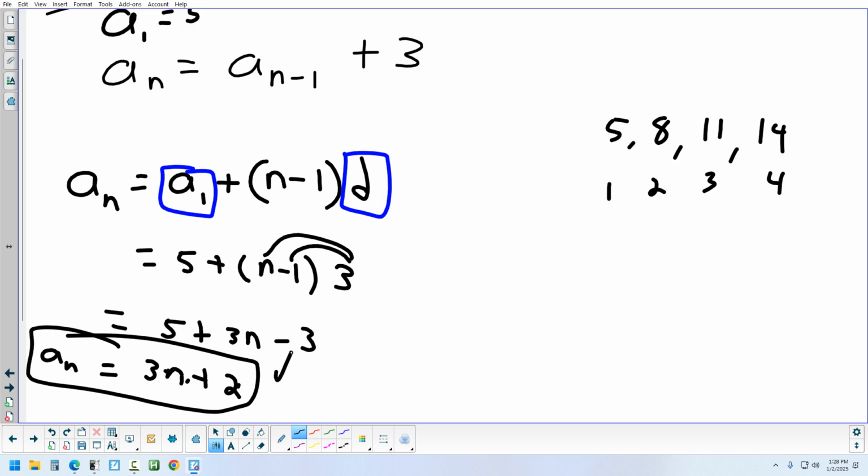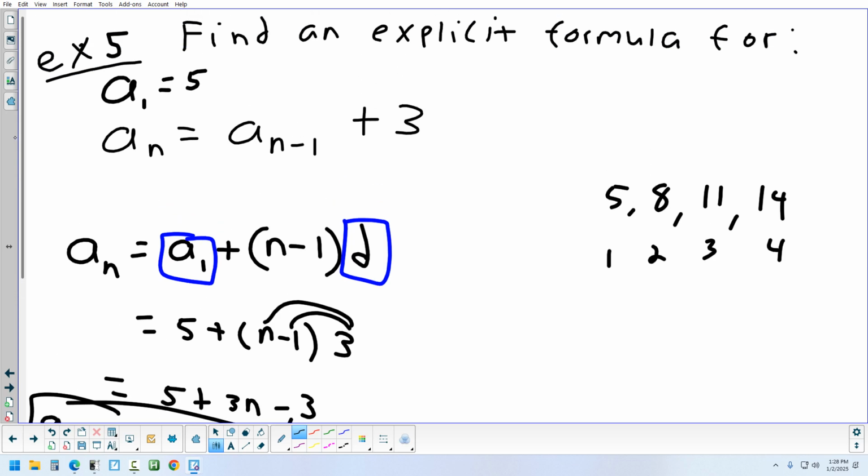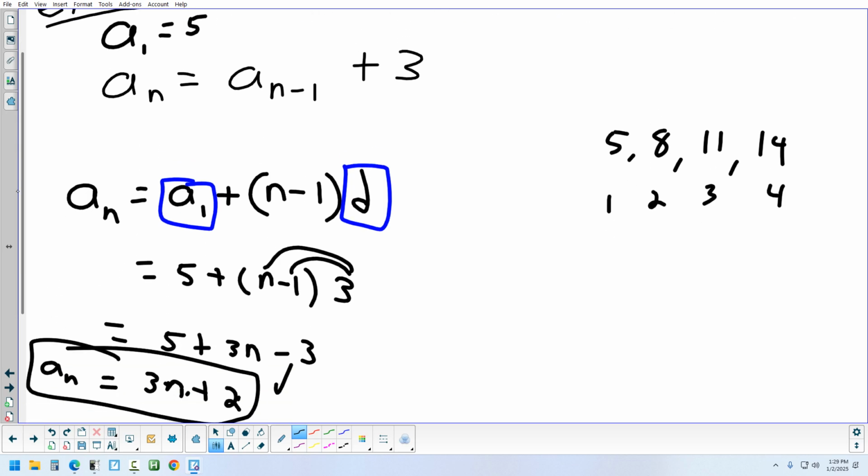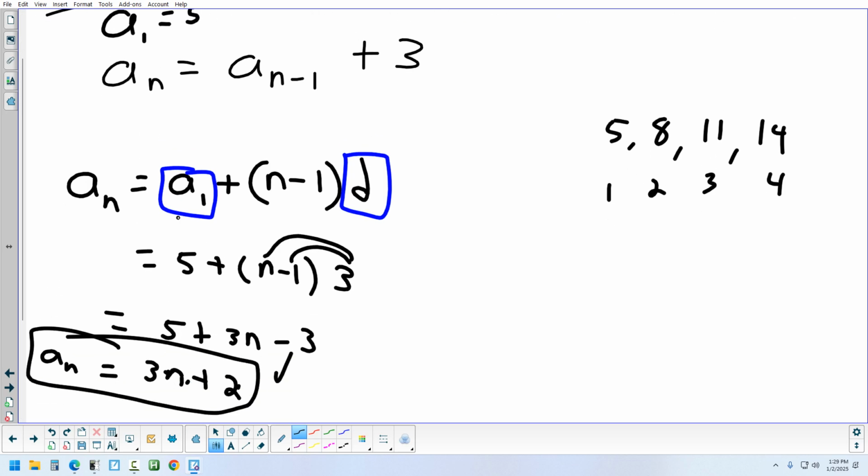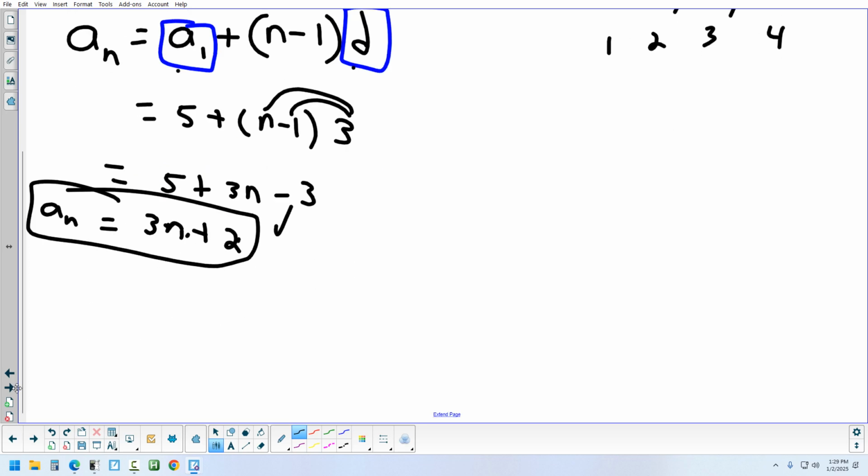Now that we figured that out, that takes all the guesswork out of it, so you don't have to try to guess. Any question on how we got the first term, the d, or how I simplified it? All right.